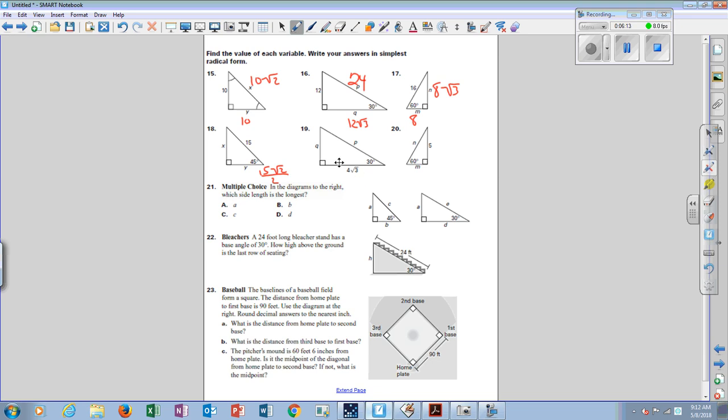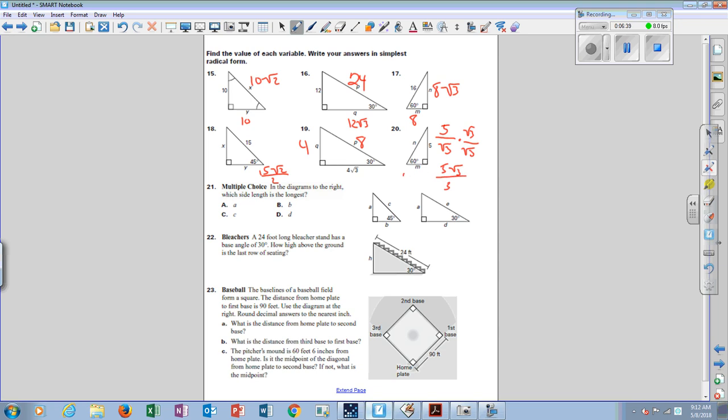Number 19, this is 4 root 3, which makes that 4. Double that, and you get 8. Your long side is 5, which means we do 5 divided by the square root of 3. I have to rationalize the denominator. So you get 5 roots of 3 over 3.